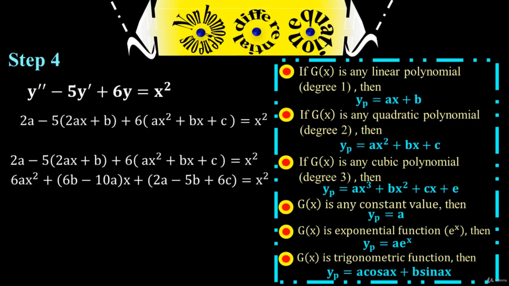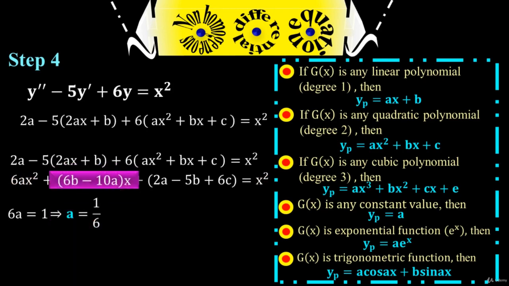Compare the left side with the right side. When I compare 6ax squared with the x squared on the right side, both terms have x squared. x squared on the left side has the constant 6a, and x squared on the right side has the constant 1, but normally we don't write 1. So since both sides have x squared terms, x squared will cancel with x squared, and I have 6a equals 1. This implies that a equals 1 over 6.